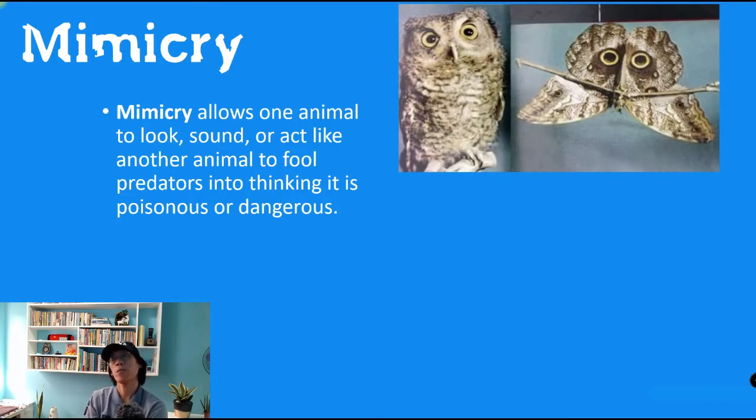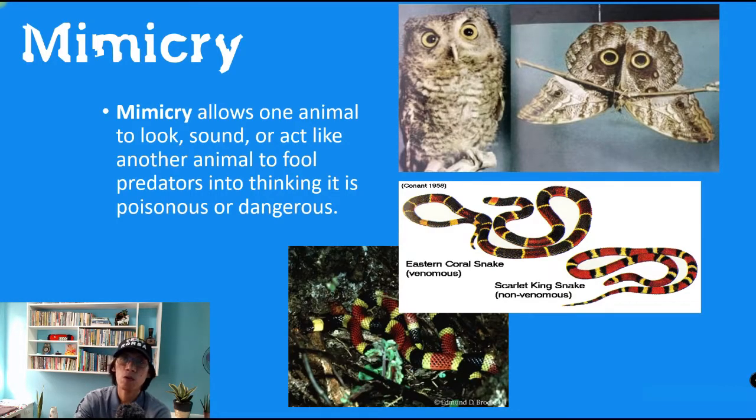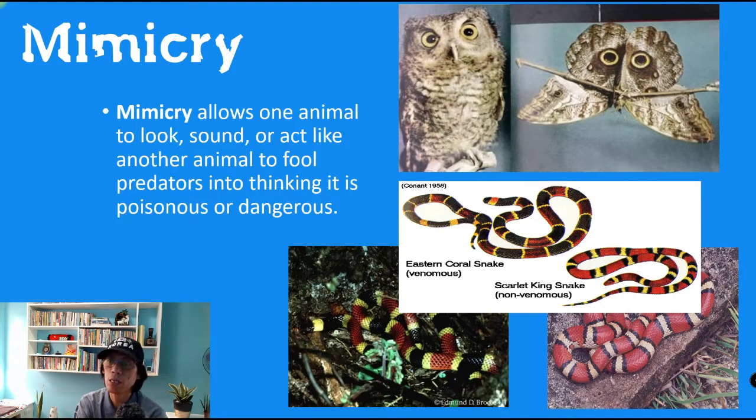Look at the example. An owl eats moths and butterflies. But in this case, if you look closely, the moth mimics the appearance of an owl, thereby protecting itself from getting eaten. And we have eastern coral snakes and scarlet king snake. One is non-venomous, or non-poisonous, and the other one is venomous. This is the actual photo of a venomous eastern coral snake and the non-venomous scarlet king snake.